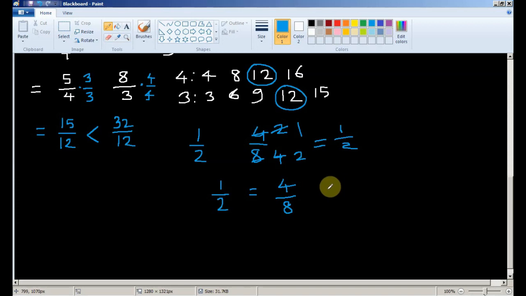So a fraction can be greater than another fraction, less than another fraction, or maybe it will be an equivalent fraction.